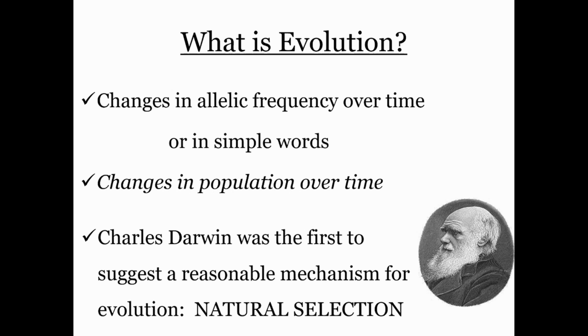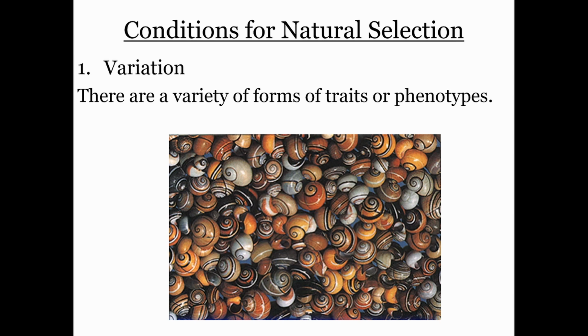So when we're talking about evolution and natural selection, it's important to note that while these terms are related, they don't mean the same thing. Evolution refers to change over time. Natural selection describes the process that allows that change to happen. So let's look at natural selection. In order for natural selection, this process of change, there are a few conditions that need to be met.